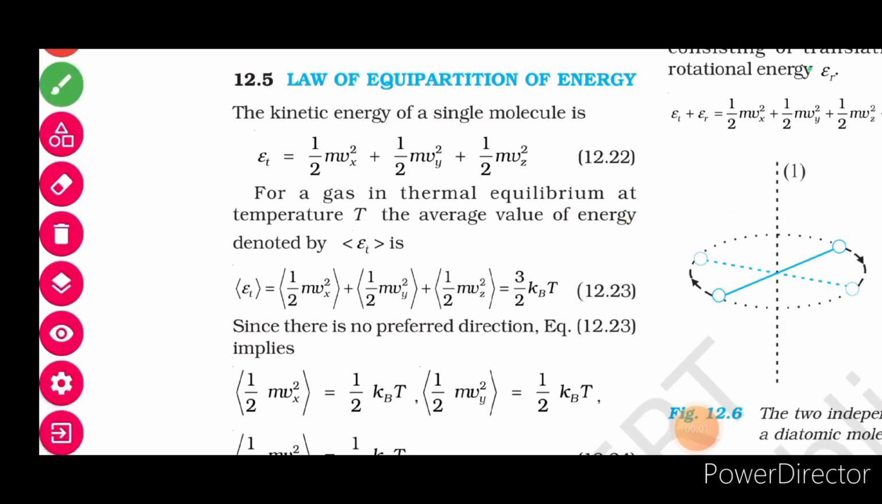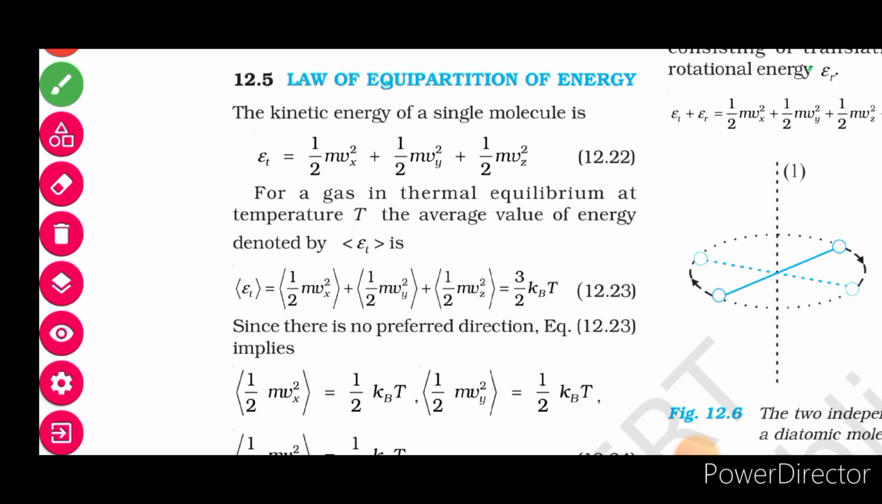For a gas in thermal equilibrium at temperature capital T, the average value of energy is the average of half m vx squared plus the average of half m vy squared plus the average of half m vz squared, and this is equal to 3 by 2 kT.